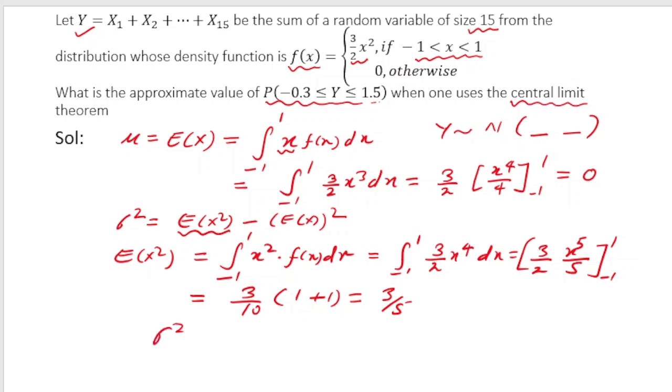So what is the variance? Variance sigma square is the expectation of X square, that is 3 by 5, minus the expectation of X whole square, that is 0 square. So what we get is 3 by 5, which I can write as 0.6. In some problems they may provide you with the mean and variance values, but here they have given the density function. So the first part was to calculate the mean and variance.